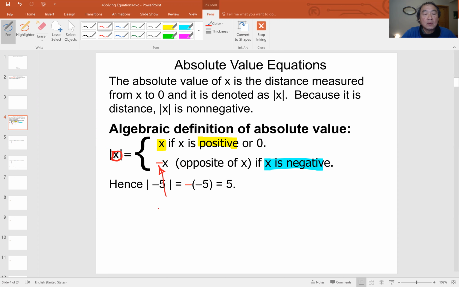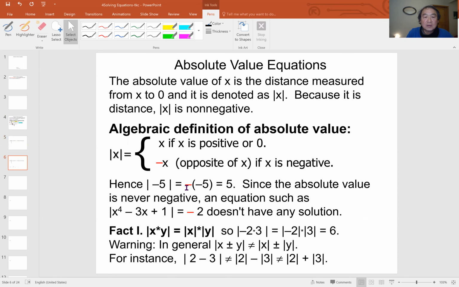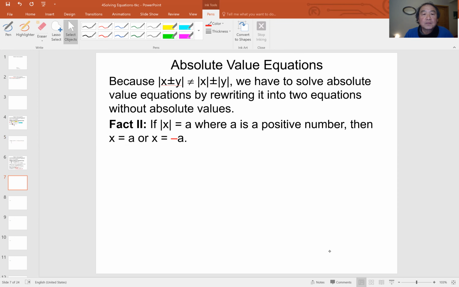So for example, the absolute value of minus 5: since it's negative, we put a minus sign in front, and it turns into 5. So absolute value equations like these do not have any solution because absolute value is always positive. The absolute value obeys the law of multiplication, but the absolute value of a sum or difference cannot be pulled apart. This makes solving equations a little bit more difficult.